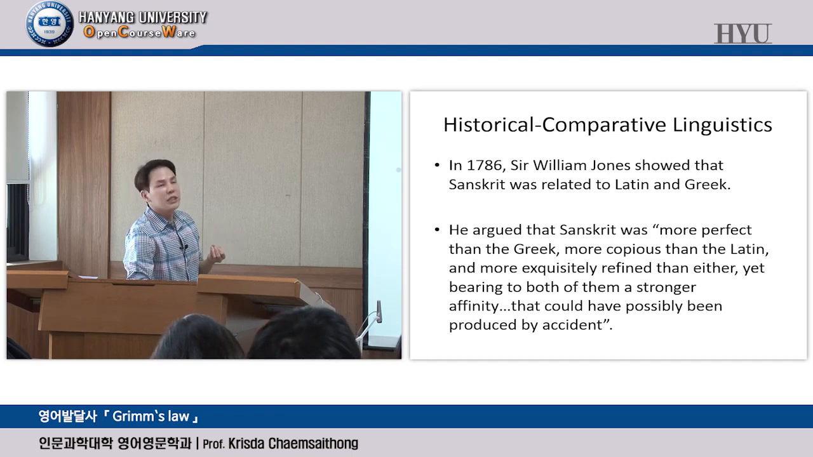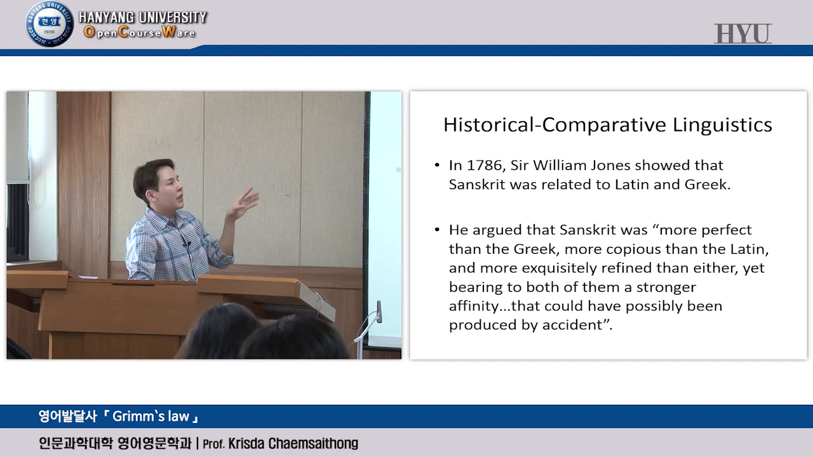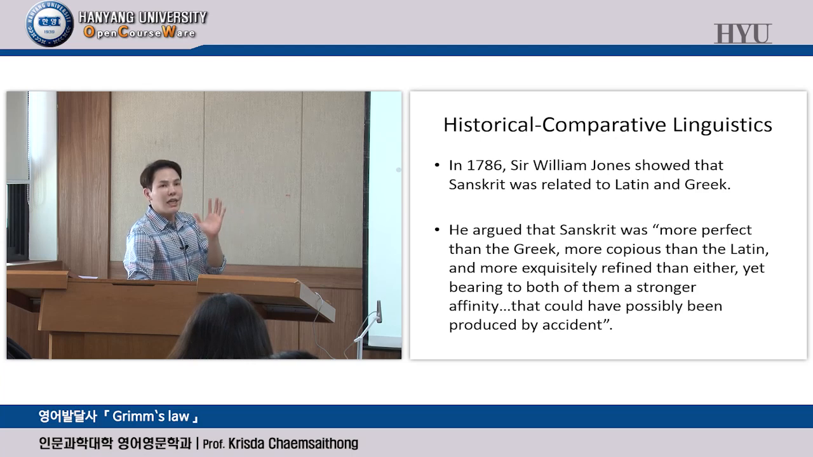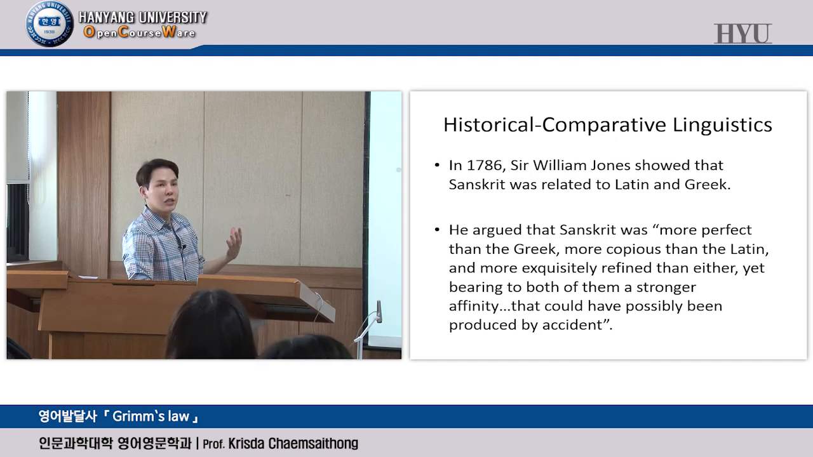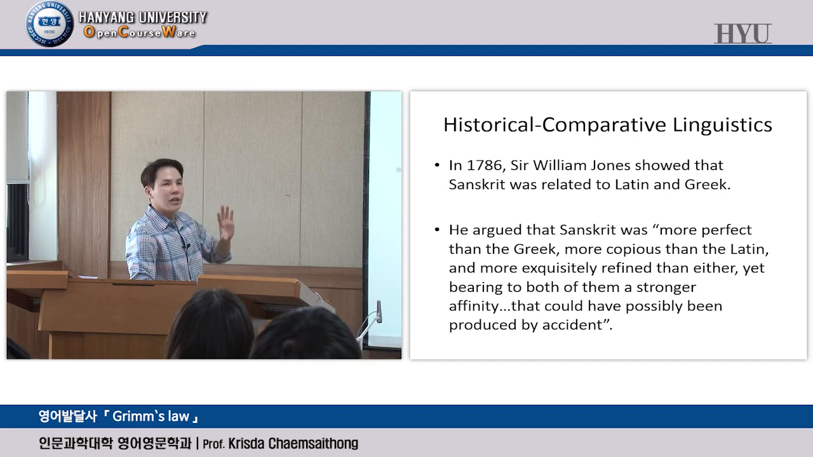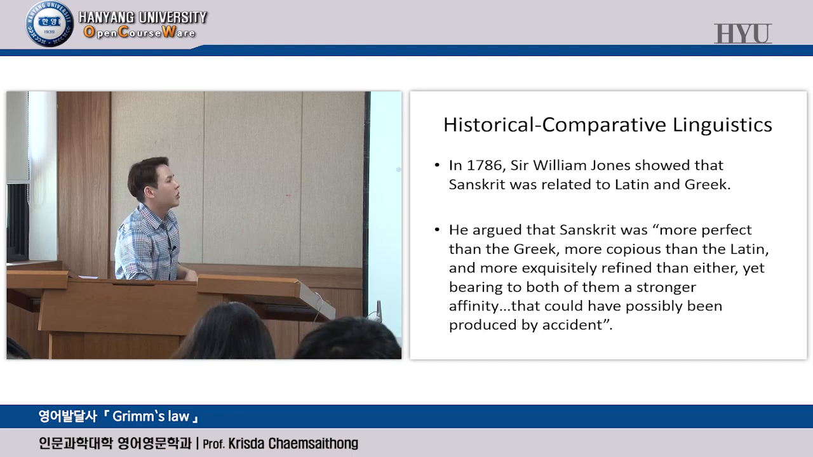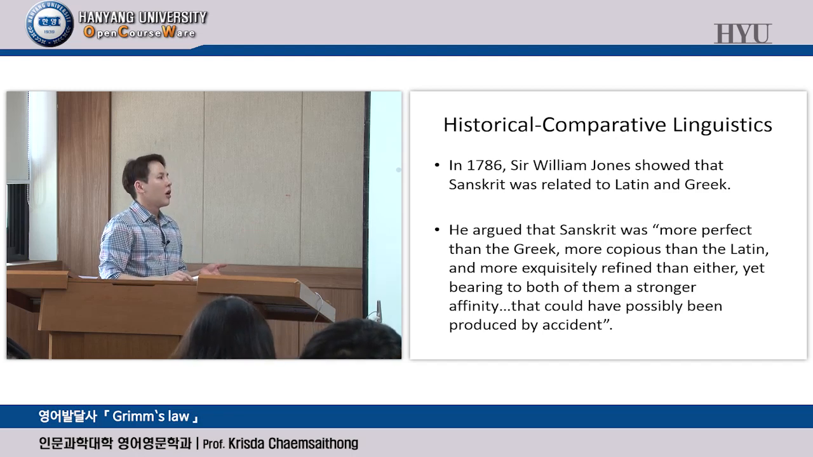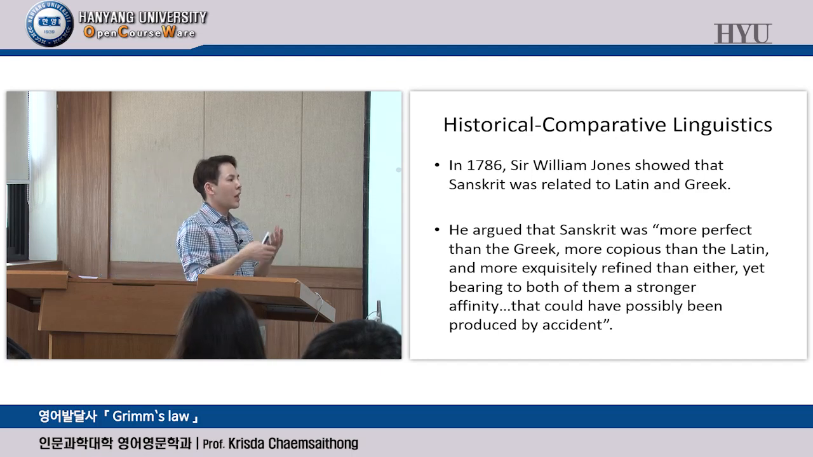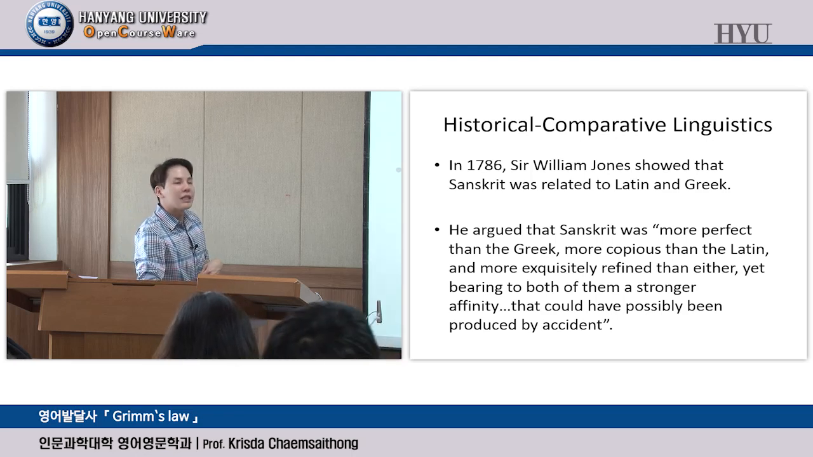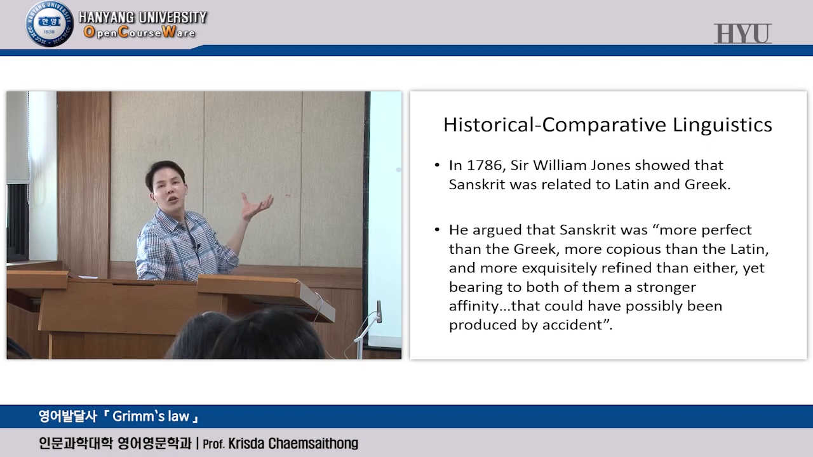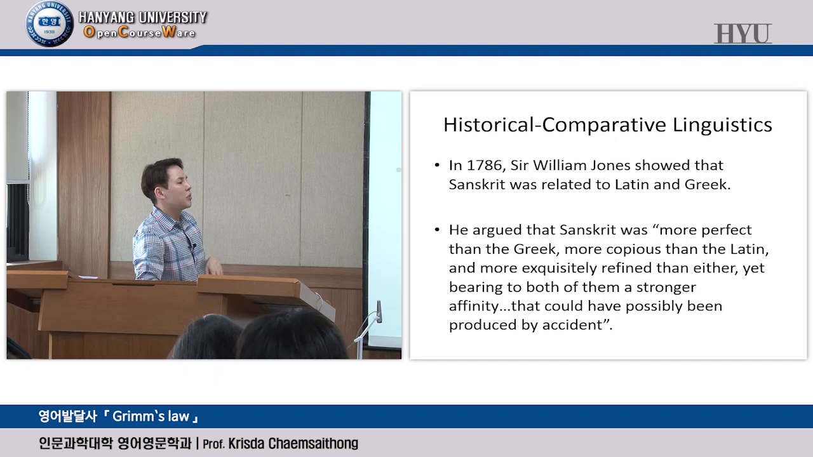So he noticed similarities between Sanskrit, an ancient language of India, and Latin and Greek. Latin and Greek are Western languages, right? Sanskrit is an Eastern language, India. But because of his interest, he noticed similarities between Sanskrit, an Eastern language, and Latin and Greek, Western languages. So he argued that Sanskrit was more perfect than the Greek, more copious, meaning it has a lot of endings, like verb endings, than the Latin, right? And more exquisitely refined, meaning pure, than Greek and Latin, yet bearing to both of them a stronger affinity, closeness, resemblance, similarities, that could not possibly have been produced by accident.